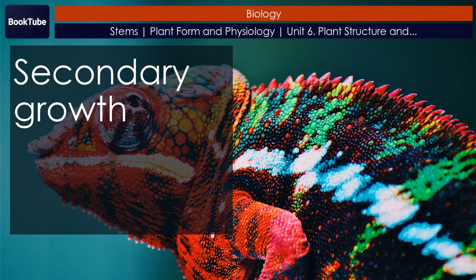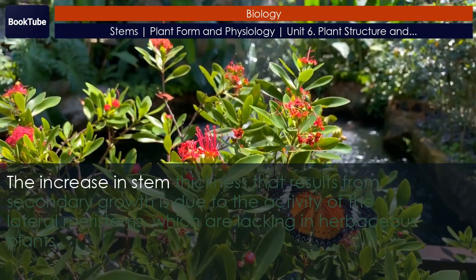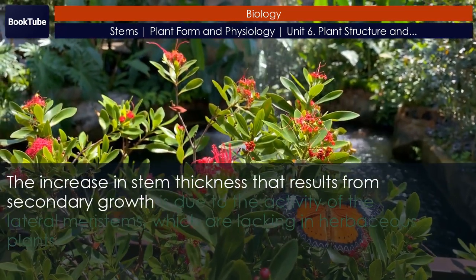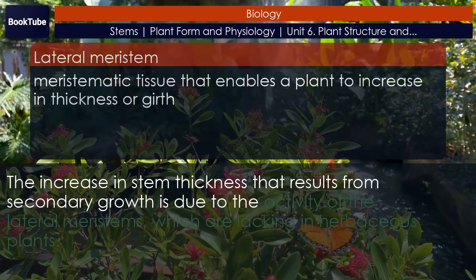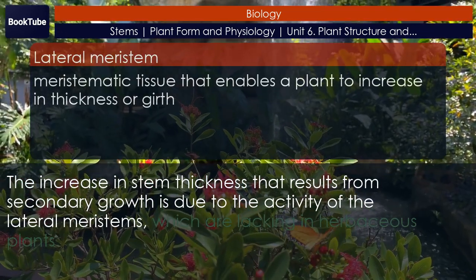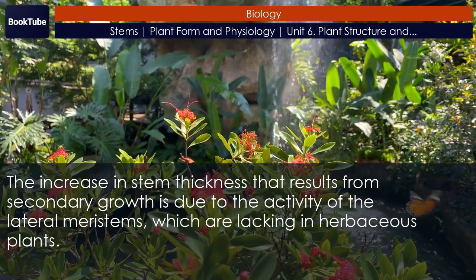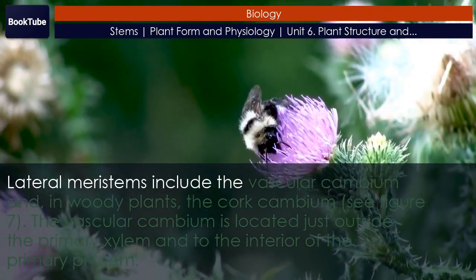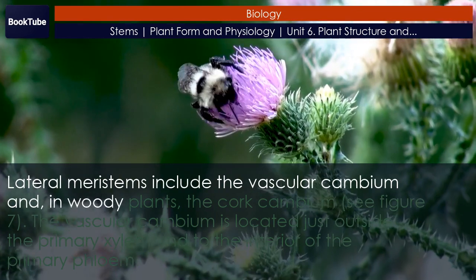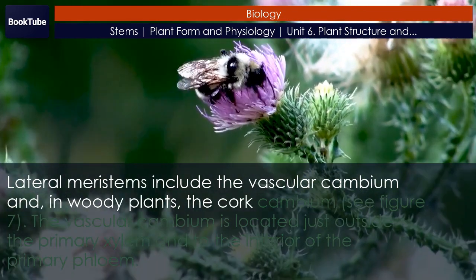Secondary growth. The increase in stem thickness that results from secondary growth is due to the activity of the lateral meristems, which are lacking in herbaceous plants. Lateral meristems include the vascular cambium and, in woody plants, the cork cambium.